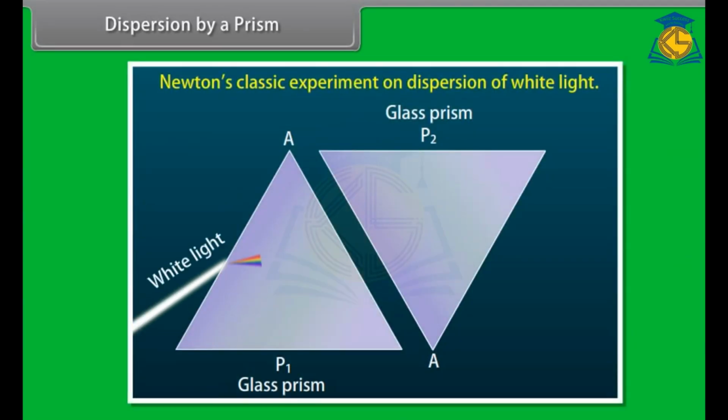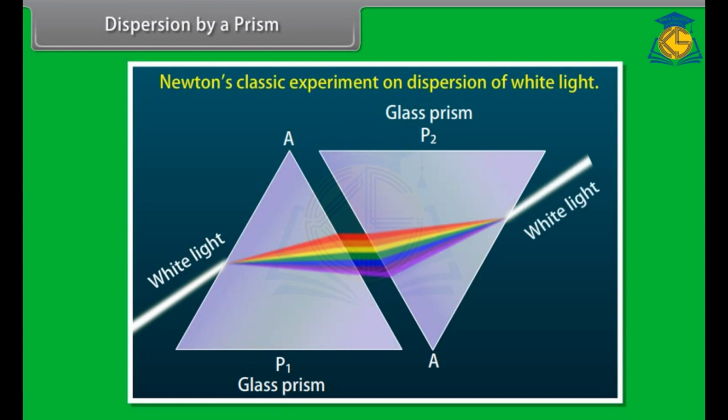Newton's classic experiment on dispersion of white light. The experiment performed by Sir Isaac Newton had another prism, P2, placed in front of prism P1, but inverted in position, so that the emergent beam from prism P1 falls on prism P2, and the emergent beam from prism P2 is white light.